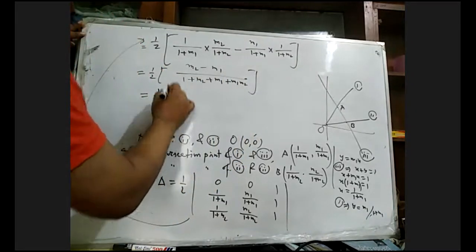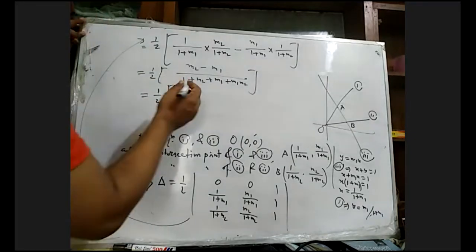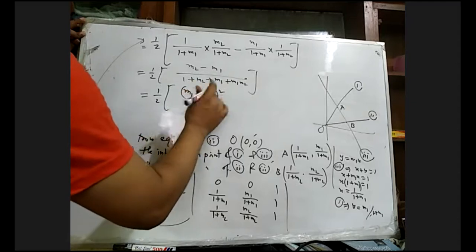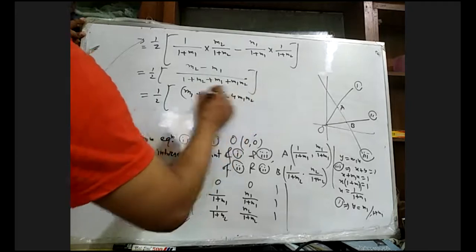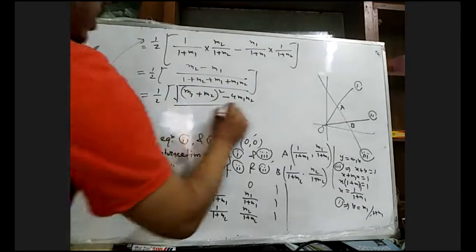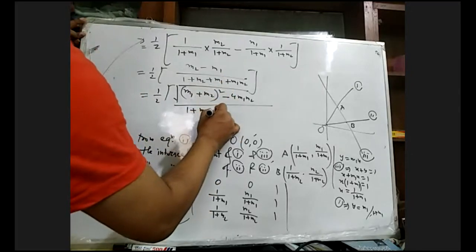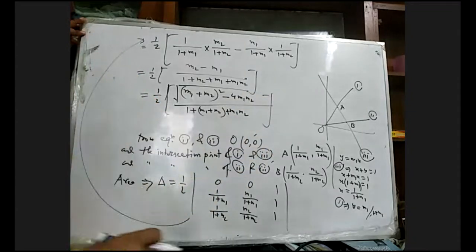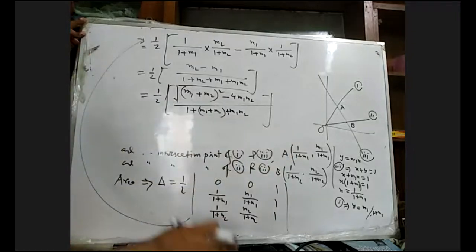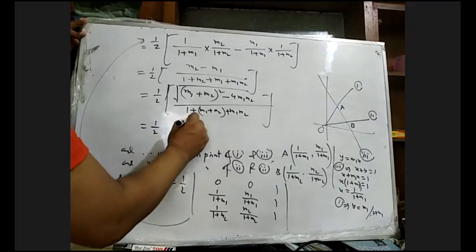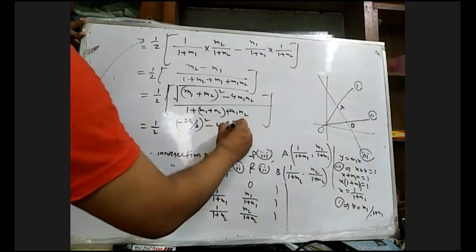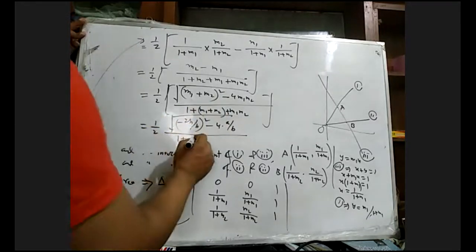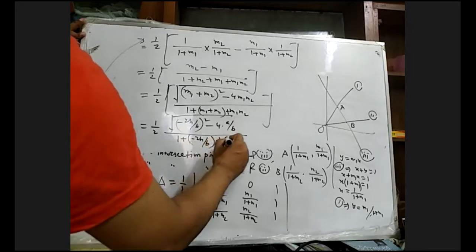Now, m2 minus m1 can be written, by using the a minus b whole square formula, as the square root of m1 plus m2 whole square minus 4 m1 m2, divided by 1 plus m1 plus m2 plus m1 into m2. Now putting the values of the sum of the roots and product of the roots: m1 plus m2, minus twice a is by b, whole square, minus 4 into a by b, over 1 plus minus twice a is by b plus a by b.